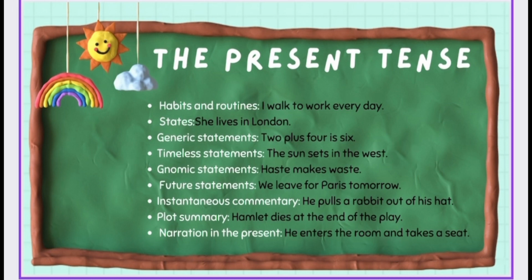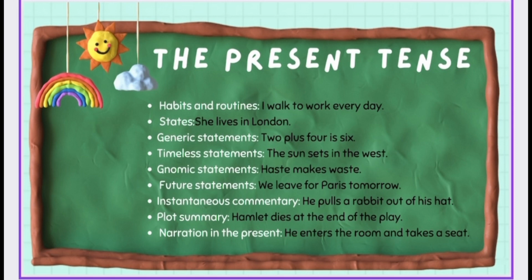Running commentary: the present tense is used to describe events that are happening as they are spoken about. He pulls a rabbit out of his hat. Plot summary: the present tense is sometimes used to summarize the plot of a story or play. For example, Hamlet dies at the end of the play.